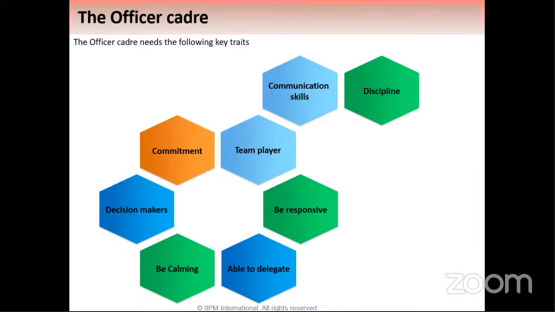It must be calm. This is where emotional intelligence also comes in. Must be calming, must be able to delegate, must be responsive, then must have good communication skill, then must be disciplined. Officers must be disciplined, they must have good communication skill, they must be team players, they must be committed, must be decision makers, they must be calm, must be able to delegate these things, they must also be responsive.